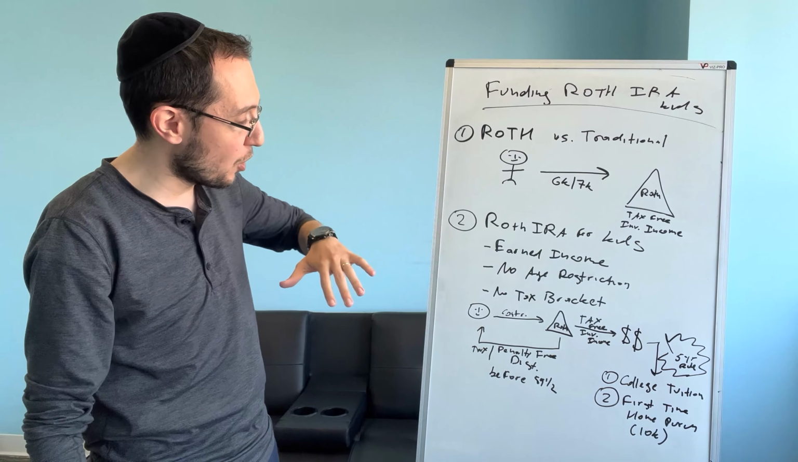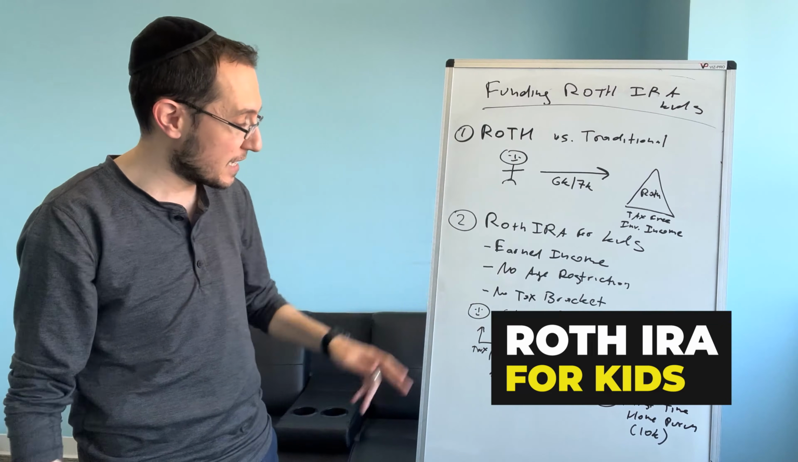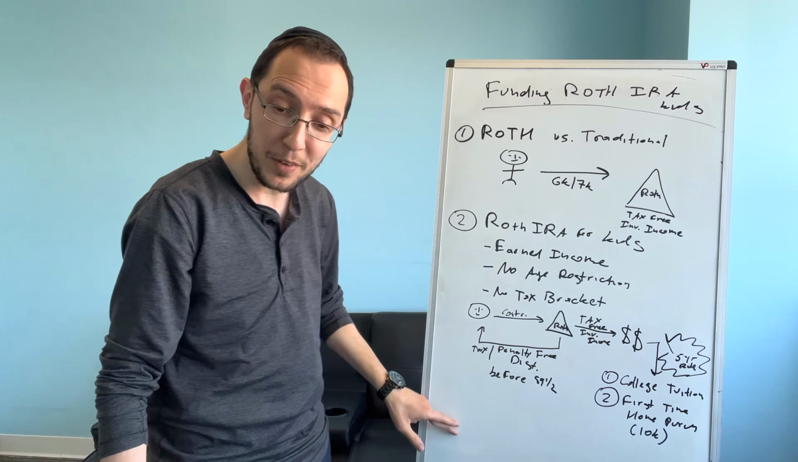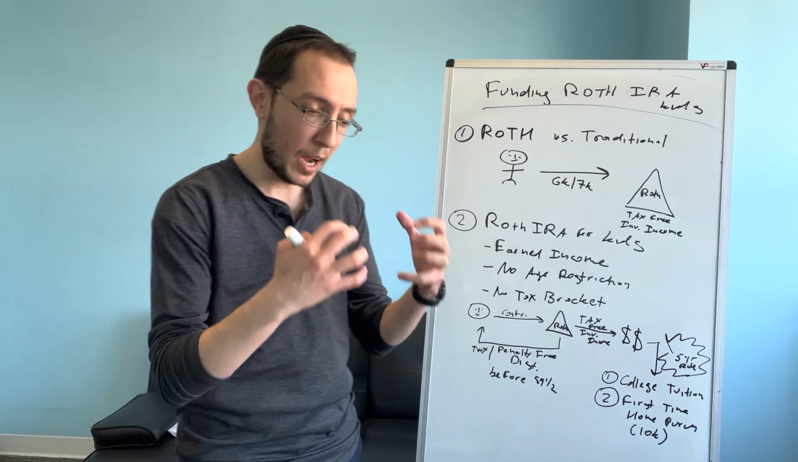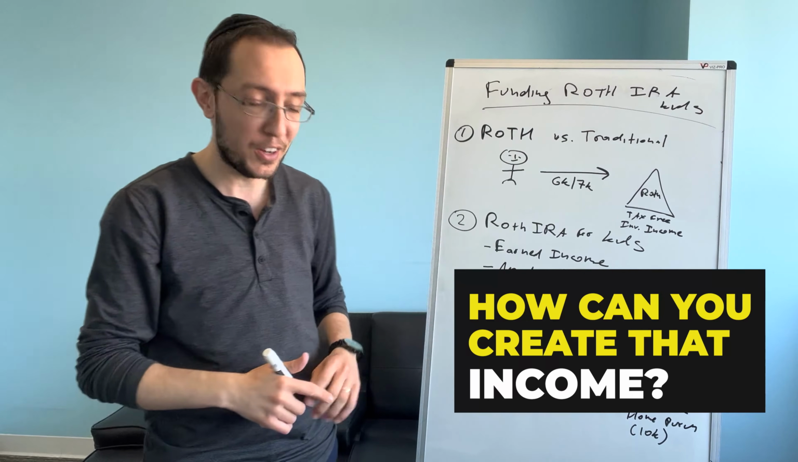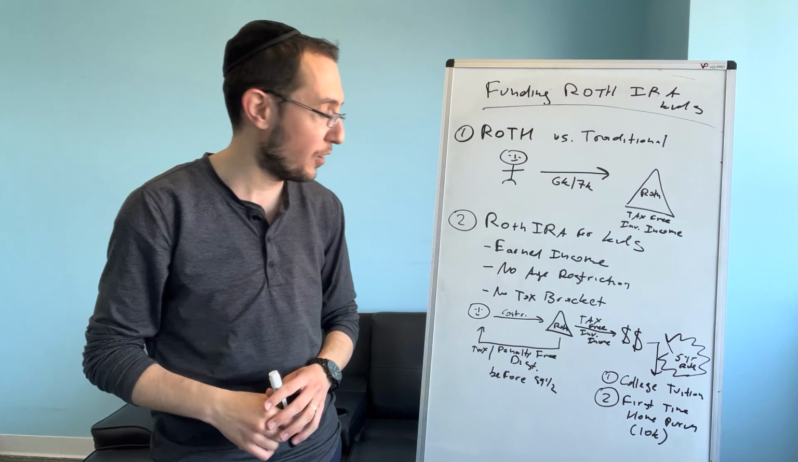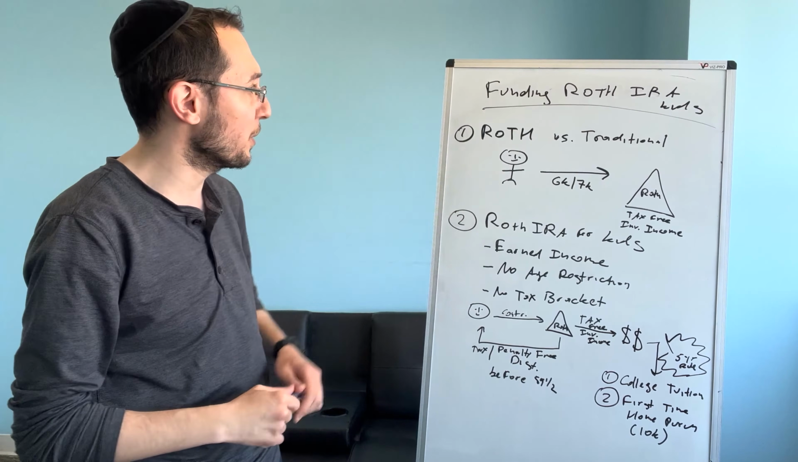Step number 2, we're going to talk about Roth IRA for kids, right? How can you fund it? And step number 3, which I didn't have enough space for here, we're going to talk about how you can create that income so that you can fund a Roth IRA for the kids. So really, we're going to talk briefly about hiring children. All right, let's get right into it.